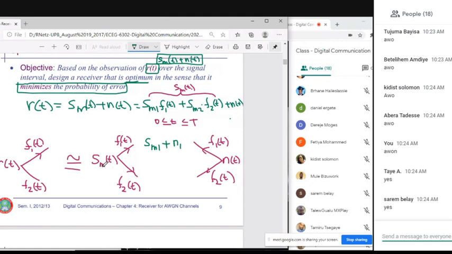And when we project sm of t on f2 of t, we would get the coefficient sm2. And when we project n on f2, we would get the coefficient n2. So projecting both would give the sum of sm2 and n2. Okay, so what do we note here?